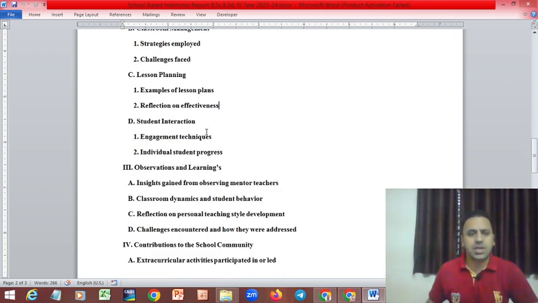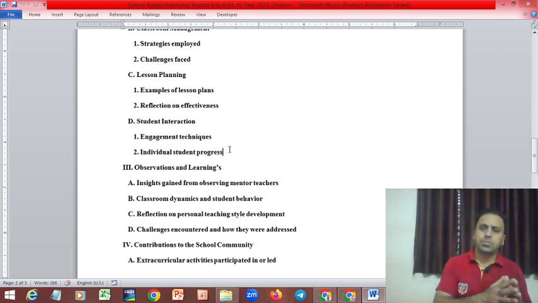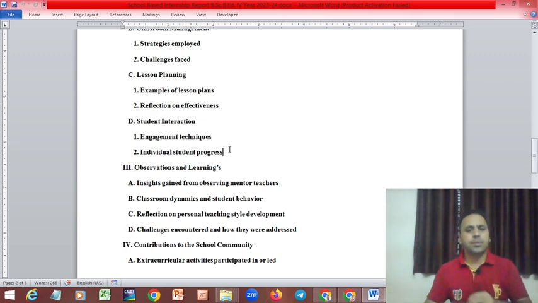Then student interaction. Here you have to mention engagement techniques, what type of engagement techniques you have used. Same for individual student progress. You have to measure the students' progress before entering the school and after completing the internship. What was the progress of the students? You have to write down what type of progress you have reported after completing your teaching practice. You may have taken some tests, some examinations from the students.